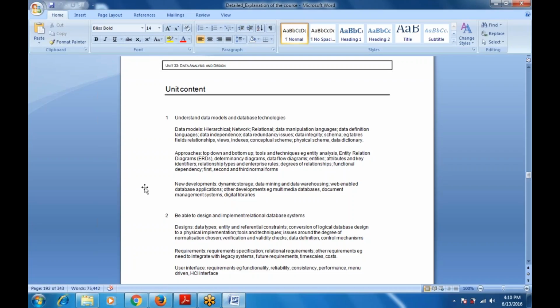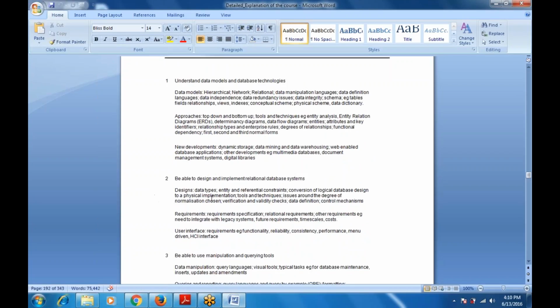In this, again there are 3 parts. One is the design, that includes data types, ER diagrams, constraints, and conversion of the logical design to the physical implementation. The next one is the requirements. What is the requirement specification? How to integrate with the legacy system? What are the future requirements? Time scale and cost, that includes a PERT chart as well as a CPM chart.